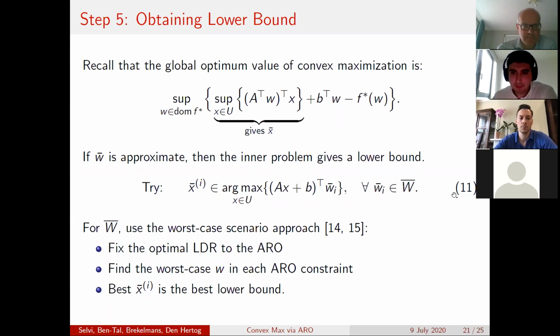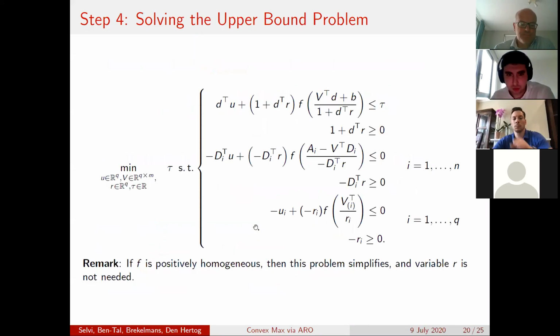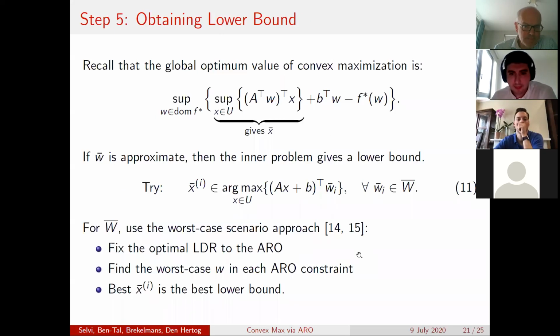And so we solve problem 11. We solve the inner problem for many small W bars, and these W's come from a set W bar. How to generate this W bar set is via the scenario approach from the adjustable robust optimization literature. Here we plug in the optimal linear decision rule. Just to remind you, we optimize it here. After we plug it into the ARO constraints, the original ARO problem, in each constraint we find the worst case parameter realization of W. Each of these worst cases is added to W bar in problem 11. Then out of all these X bar values, the best one will give us the best lower bound solution.